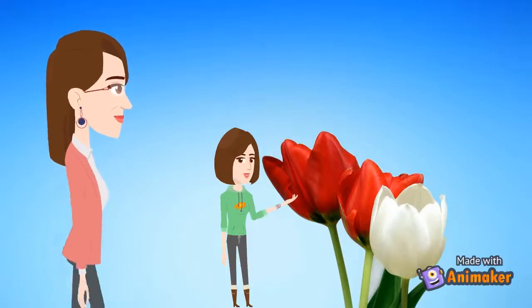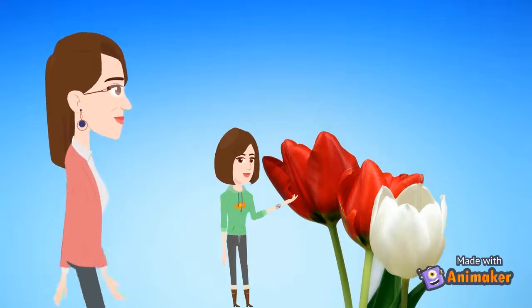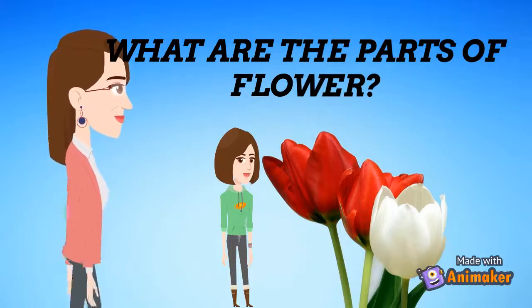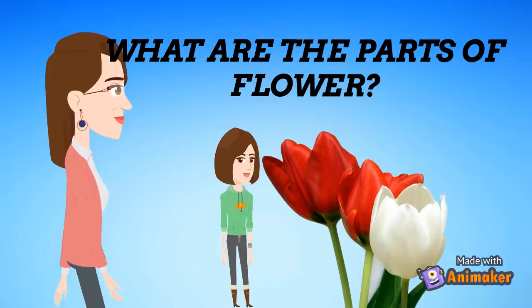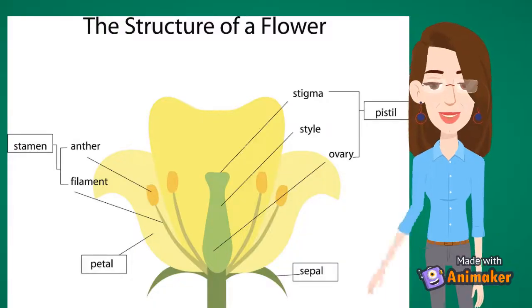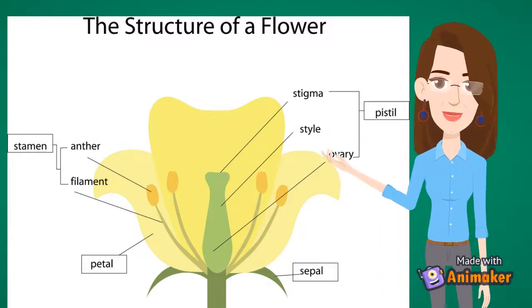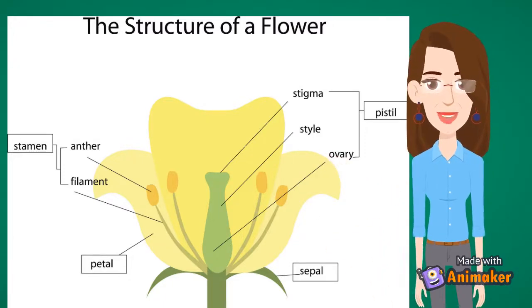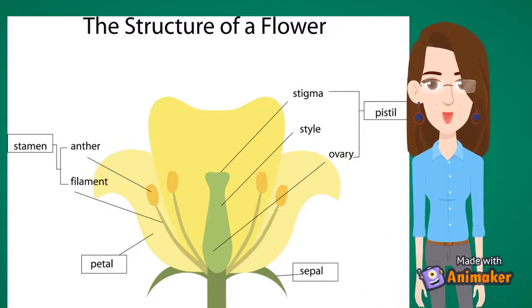Ma'am, can you please explain to me about the parts of the flower? Okay, so today I'm going to teach you about the various parts of the flower. Let's begin the class. A flower generally has 4 parts: calyx, corolla, androecium and gynoecium. They are called the whorls of the flower.